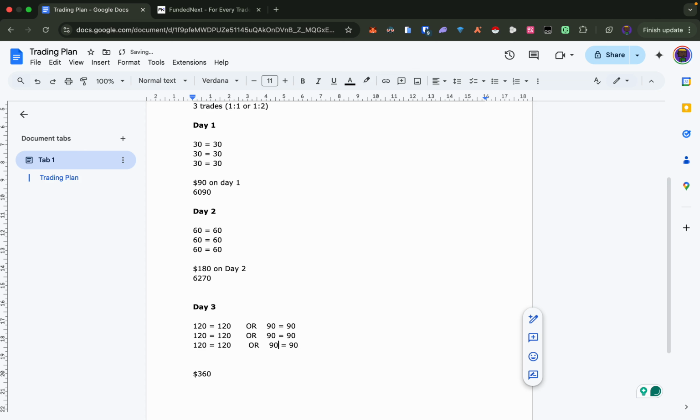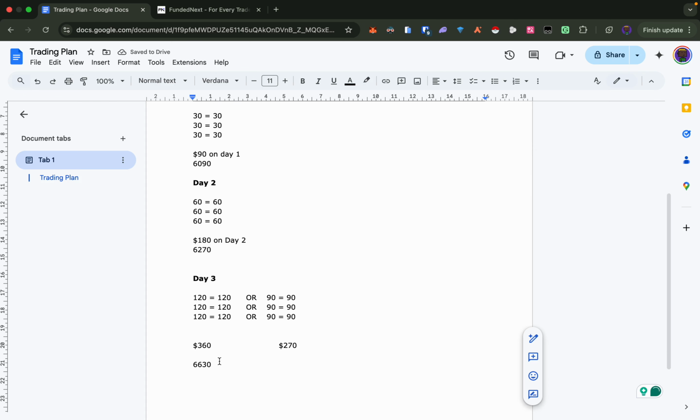So I either make $360 or $180, or $270, depending on how much I risk that day. So let's see, 6,270 plus 360. This one will give us 6,630 on day three.